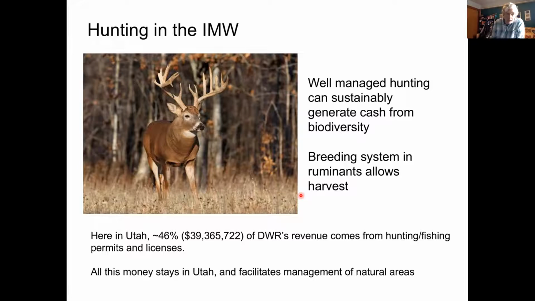Because here in Utah, about 46%, so that's nearly $40 million of the Division of Wildlife Resources revenue comes from hunting and fishing permits and licenses. Now, all this money stays in Utah, and it facilitates the management of natural areas. It's specifically done to manage and make sure our wild areas stay wild. So it's a relatively good system, and it generally has an awful lot of biodiversity benefits.